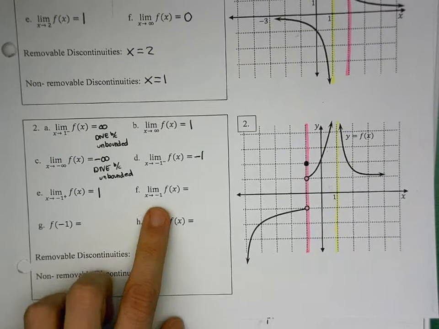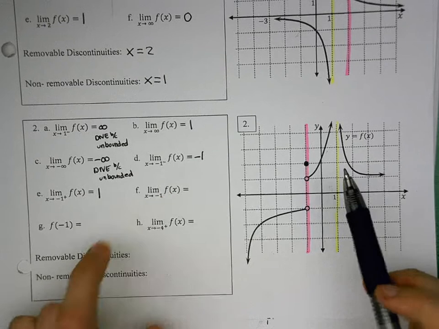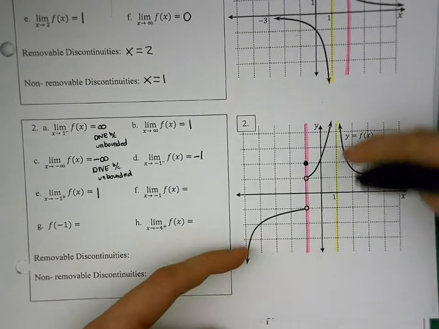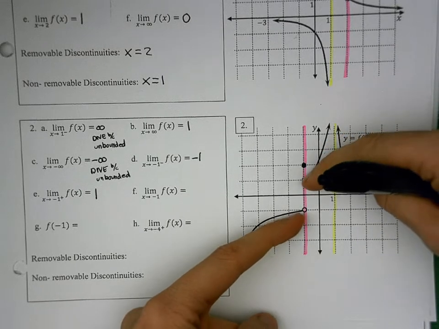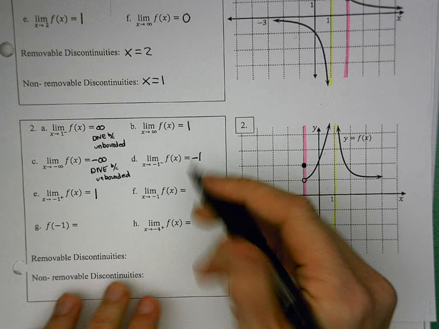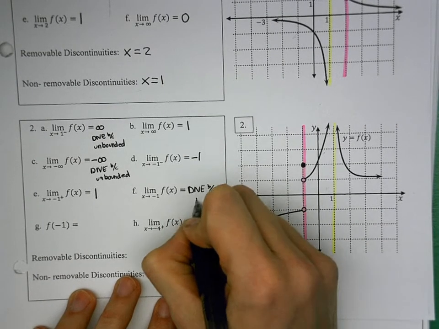In this case, as I trace from both sides, so this is neither left nor right, it doesn't have the little minus next to it or the little plus, so it's both sides. As I trace the graph from both sides, they don't meet up. They don't touch. And so this would be does not exist because does not agree.